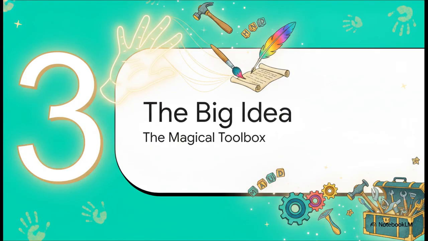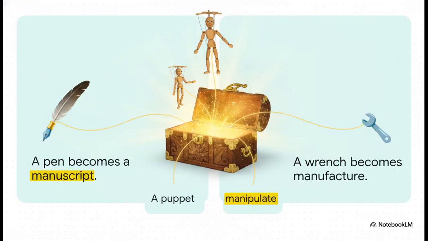Which brings us to Section 3, the big idea, the magical toolbox. As the centuries passed and Latin spread across Europe, integrating into French and eventually right into English, it brought along this concept of the hand as the ultimate foundational tool. Picture a magical toolbox in your mind. Inside, every single tool represents a different word. When you pull out a pen, it represents manuscript, a document painstakingly created by hand. When you grab a heavy wrench, it represents manufacture, making something physical by hand. And if you pull out a puppet on strings, that represents manipulate, controlling something carefully and deliberately by hand.